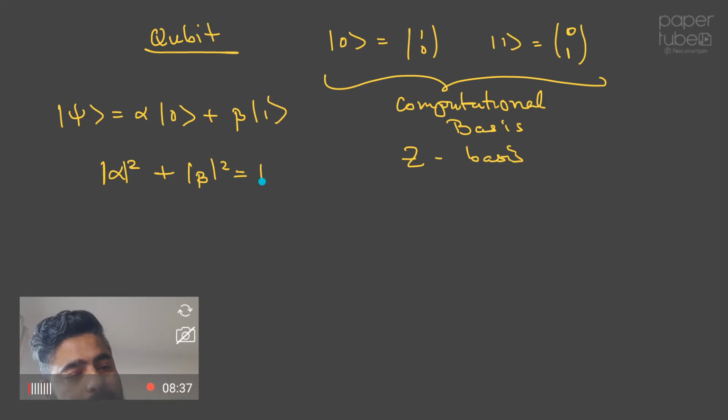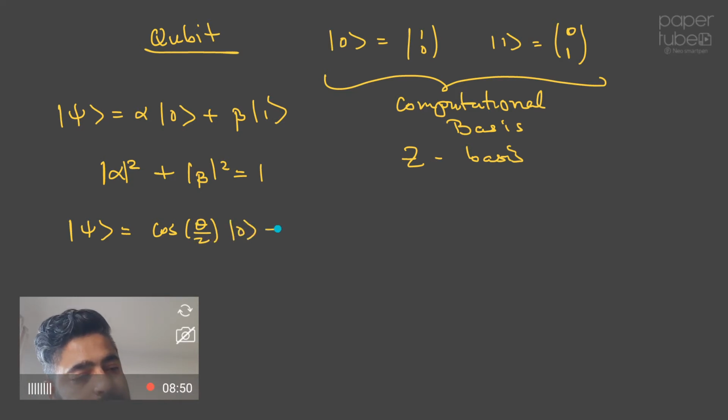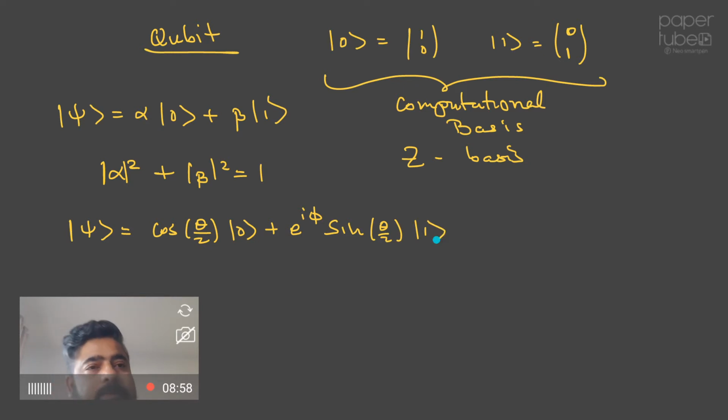Often we will write psi, a single qubit state, as cosine of theta over 2, 0 plus e to the i phi sine of theta over 2, 1. It's a trigonometric parameterization.